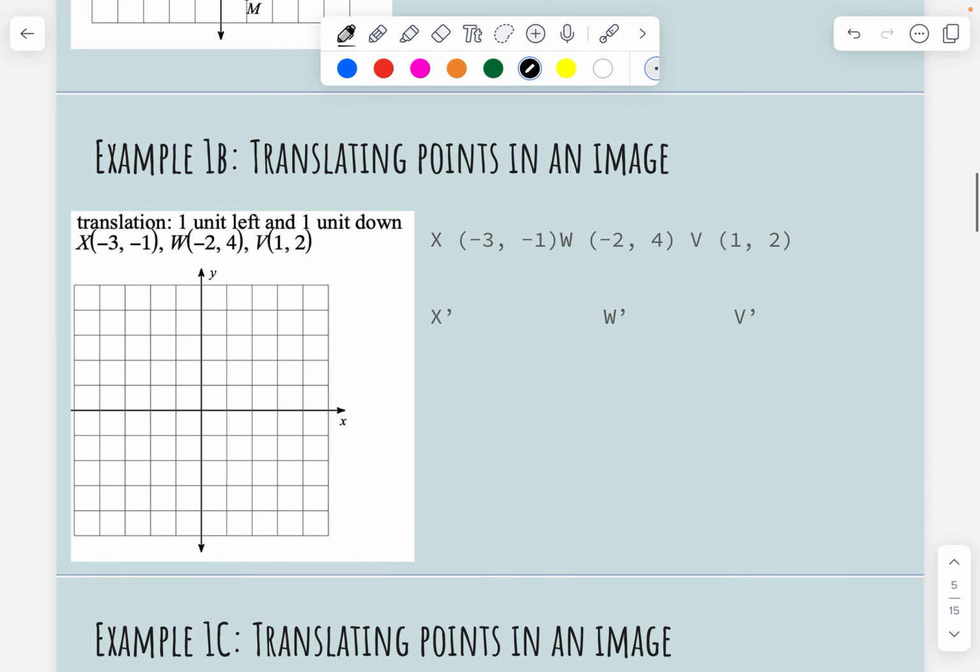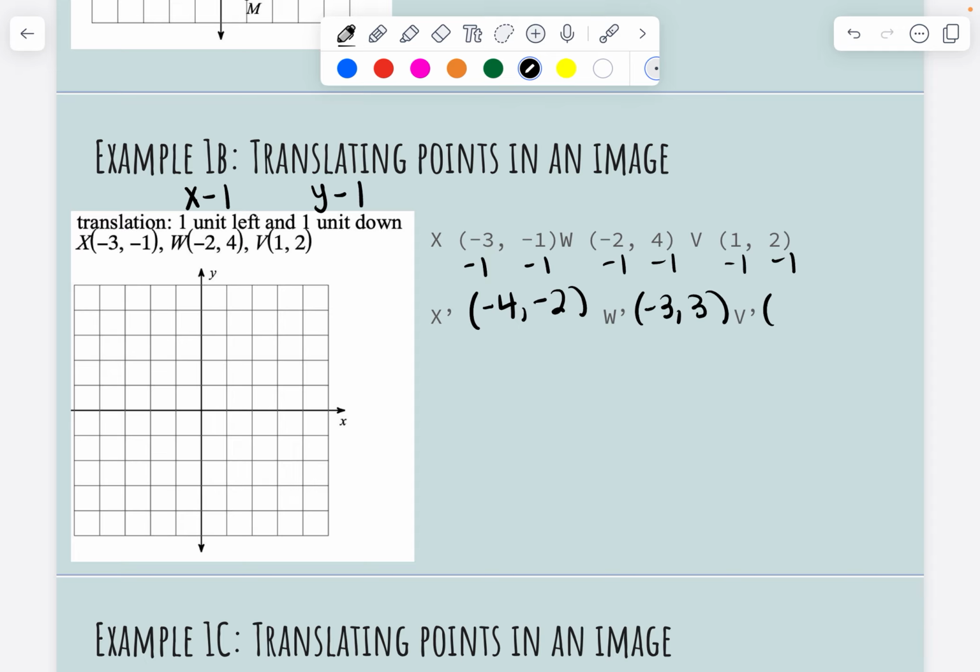So let's do another one. This one again is going left 1, so we'll take 1 from each of the x values, and down 1, so we'll take 1 from each of the y values. So for all of these, we're taking 1 from each part of our point. So our new points then, this will be (-4, -2), (-3, 3), and (0, 1).